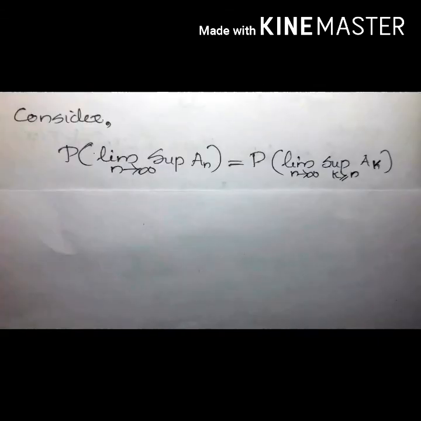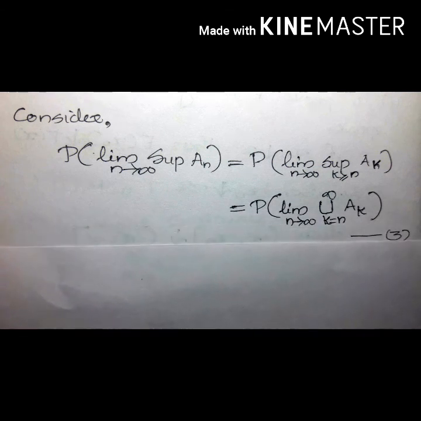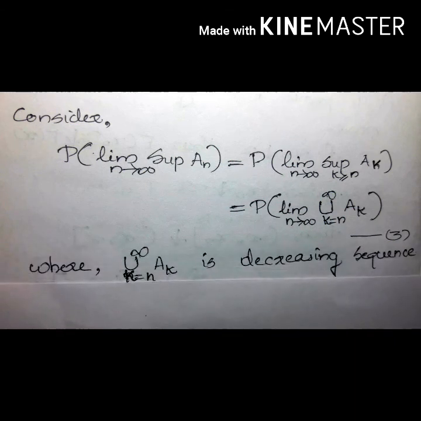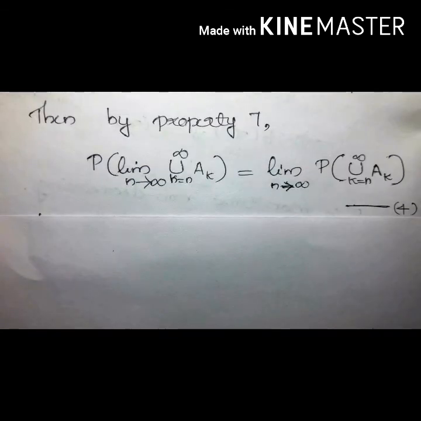For that, consider P of limit supremum An, that is equal to P of limit n tends to infinity supremum k greater than or equal to n Ak, and that is equal to P of limit n tends to infinity union k equal to n to infinity Ak. Put it as equation 3, where the sequence union k equal to n to infinity Ak is a decreasing sequence. Then also we can again apply property 7, that is continuity of P. We have P of limit union Ak is equal to limit of P of union Ak. Put it as equation 4.